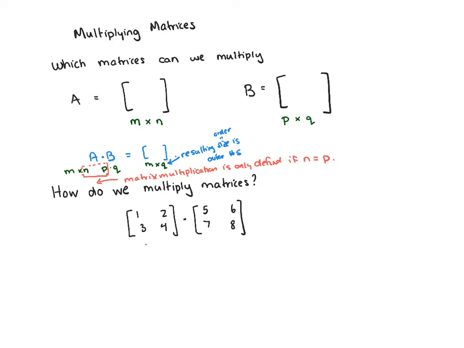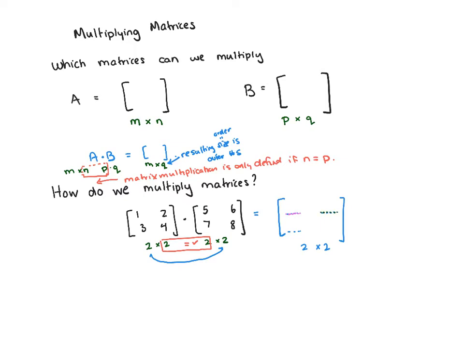So my sizes here are 2 by 2 and 2 by 2. The inner numbers here are equal, so that's good. That means I can multiply them. And then the outer numbers tell me the size of the answer. So my resulting matrix, when I multiply these, will also be a 2 by 2. Okay, so that means it has 4 different numbers here. Let's go ahead and color code them.